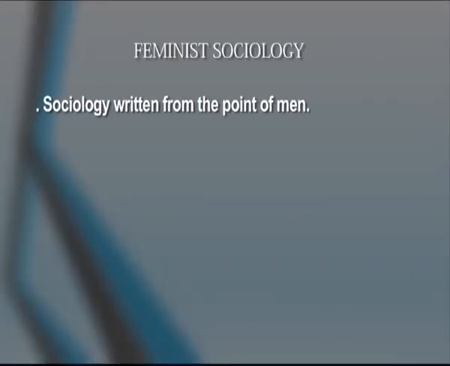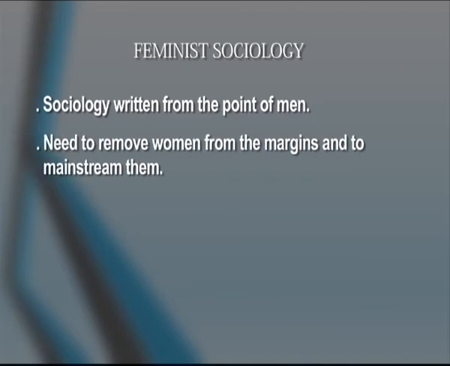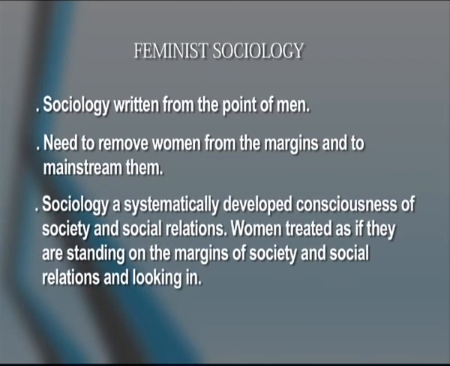So, what you have was, that means sociology so far had been written from the point of view of men. And there was now, late 1980s, 1990s, a need felt to remove women from the margins of society and mainstream them. So, what happened was that sociology very systematically started developing a field of study in which the focus was on women, right? So, it means you started understanding that we need to study society from the point of view of women as well. So, you have the emergence of feminist sociology.